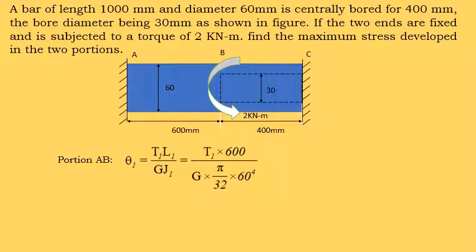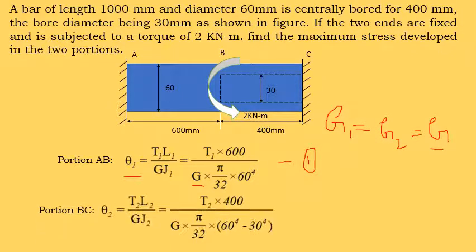For the portion AB, first we are going to find the angle of twist theta 1. General formula is TL by GJ. So in this problem, T1 value is not given and G value is also not given. Since it is made up of single material, so G1 is equals to G2 is equals to G. Modulus of rigidity becomes same. So I will call this one as equation number 1.